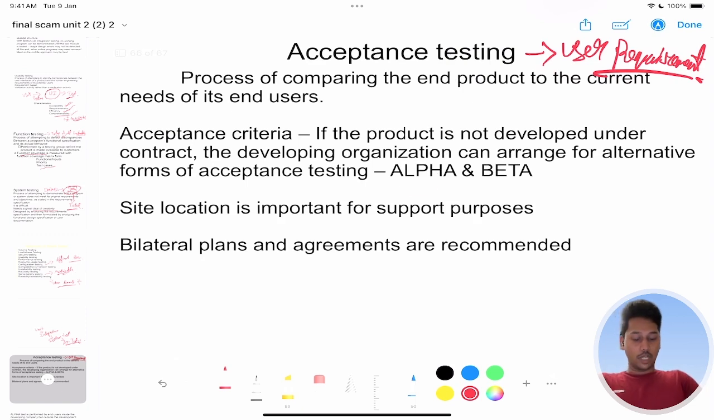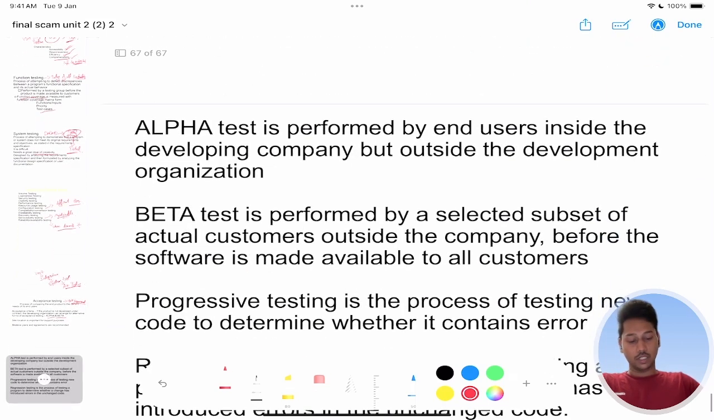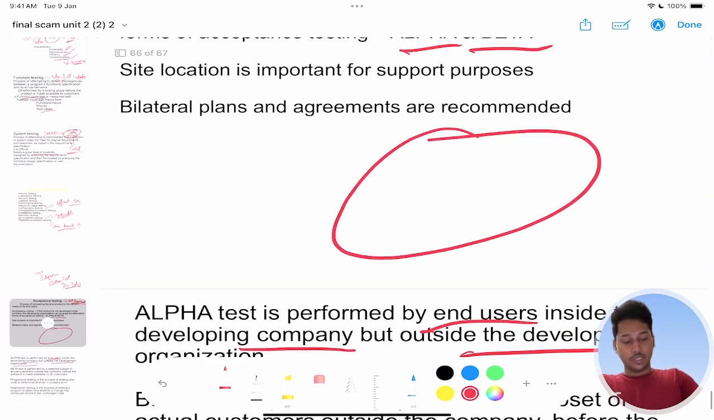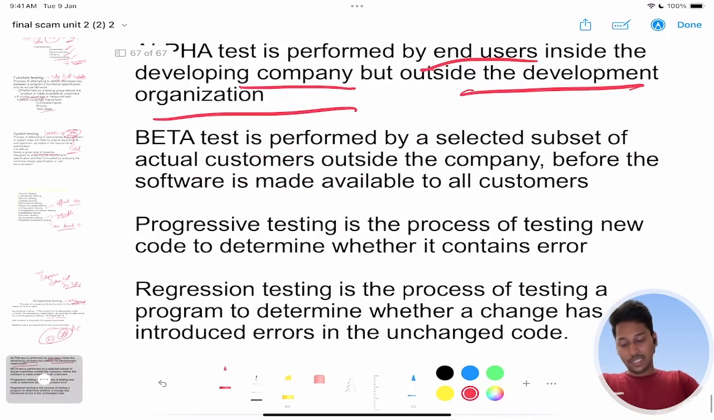Acceptance testing is of two types: alpha testing and beta testing. First, we'll discuss alpha testing. Alpha testing is performed by the end user. It is tested at the developing company only, but outside the developing organization. The developing company is there, and this is the developing organization. It's developed outside it. It's tested here.